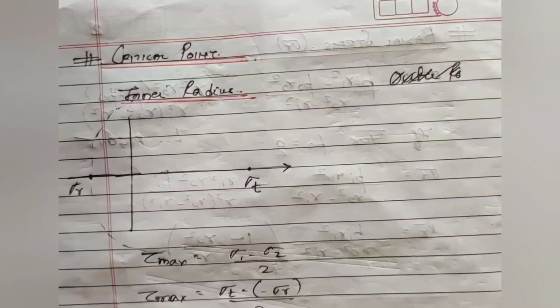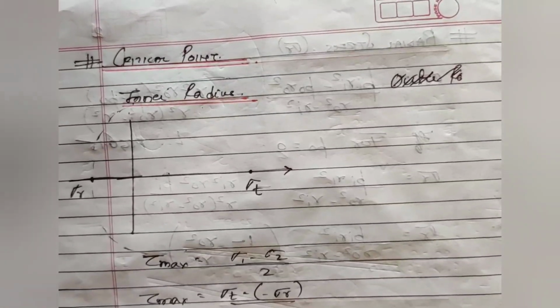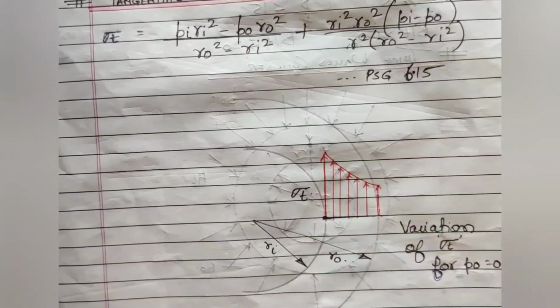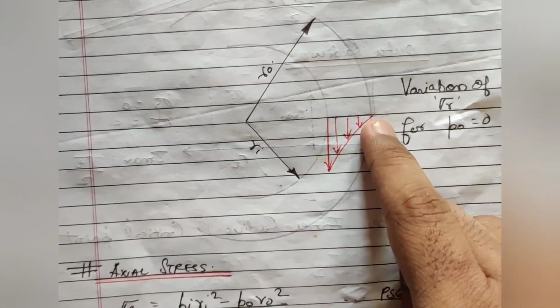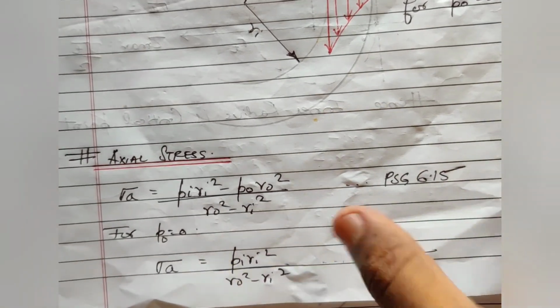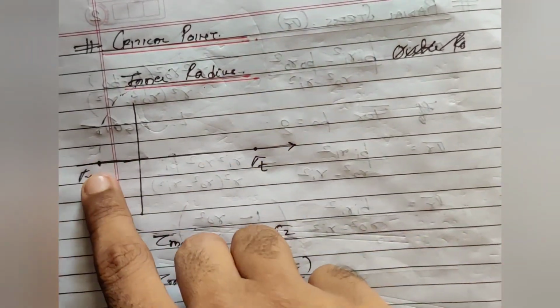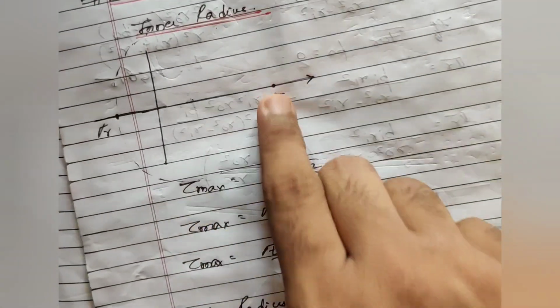Now we will try to find out the critical point where the stresses will be maximum in case of thick cylinders. So where will be the critical point? Let us see. Your variation for the tangential stress was something like this: maximum on the inner periphery and minimum on the outer periphery. Your radial was maximum on the inner periphery, 0 on the outer periphery, and axial was constant. Suppose we consider the 2D case. At the inner point, there is some tangential stress and some radial stress, but in the negative direction.